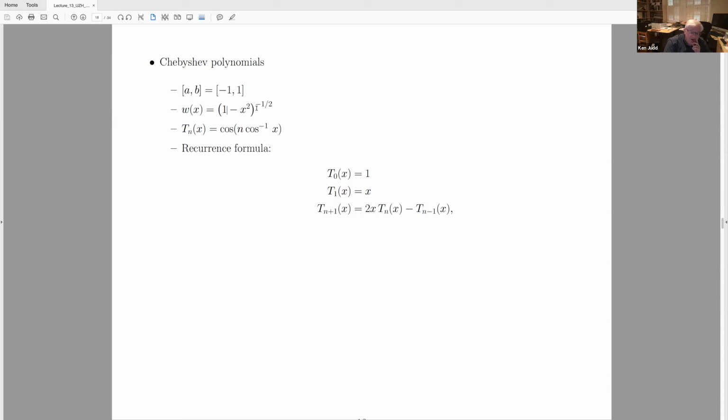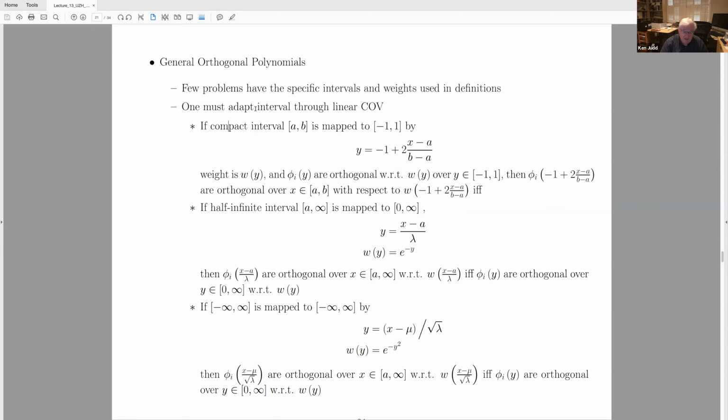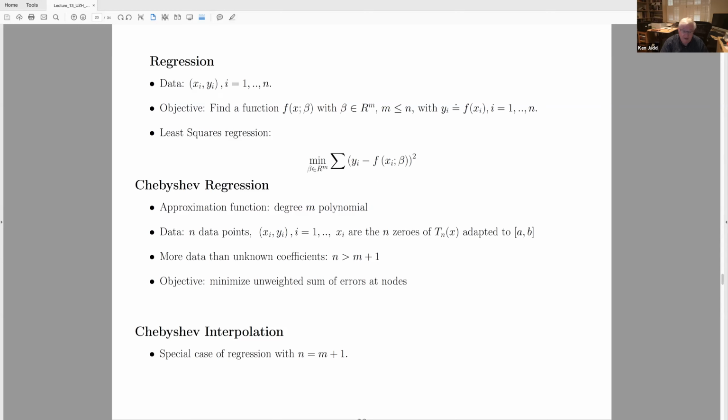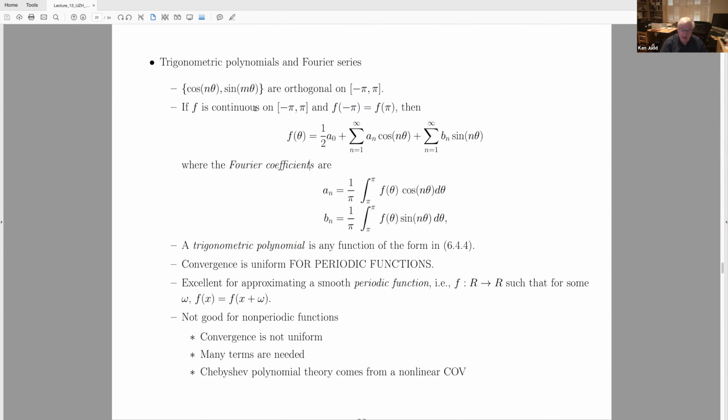So this is where you start to see the connection between Chebyshev polynomials and Fourier series. What happens basically is that the Chebyshev theory is nothing more than Fourier series theory translated to non-periodic functions as much as is possible. So that's the connection there.